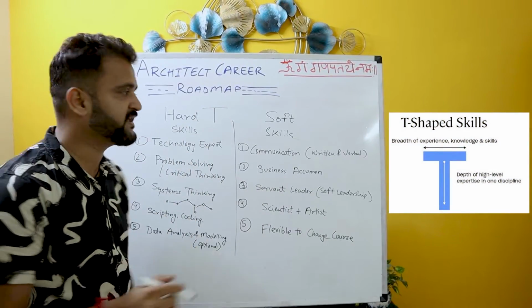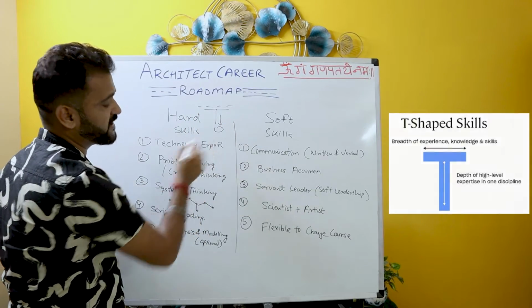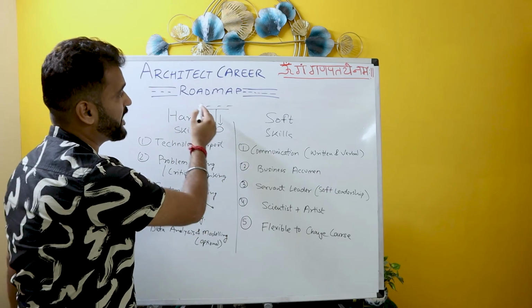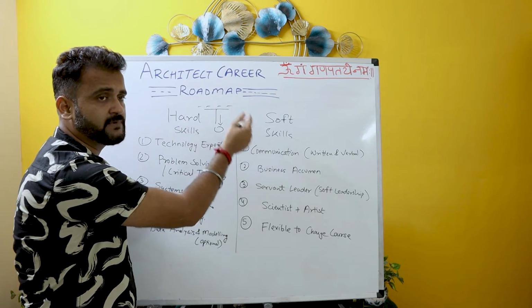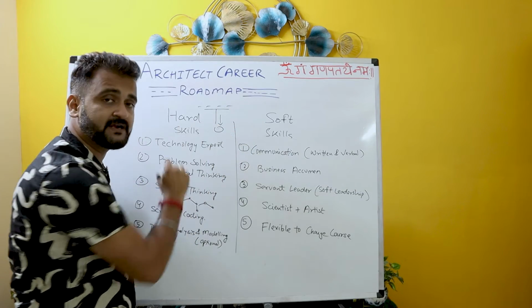T-shaped expertise, wherein you have broader skills, but then you have depth in one particular area. So for example, you could be a solution architect who has worked on multiple things like data, infrastructure and everything, but you have core expertise in application architecture, for example.